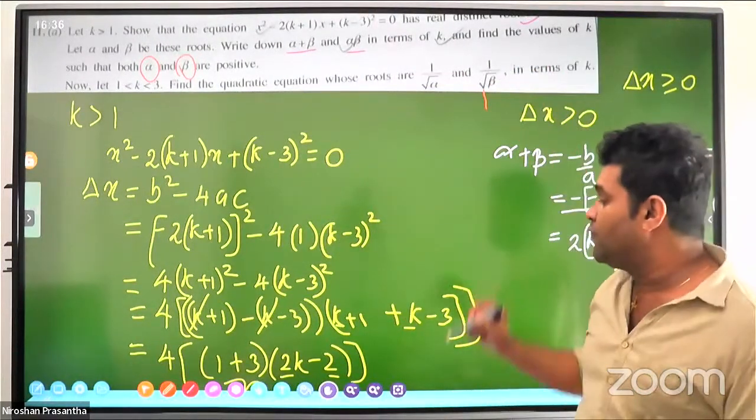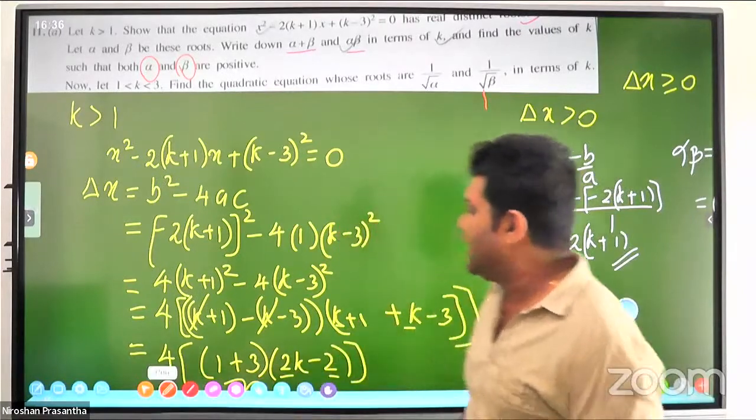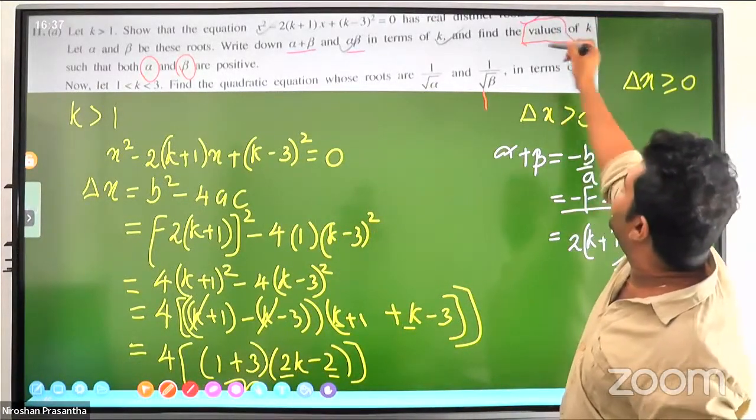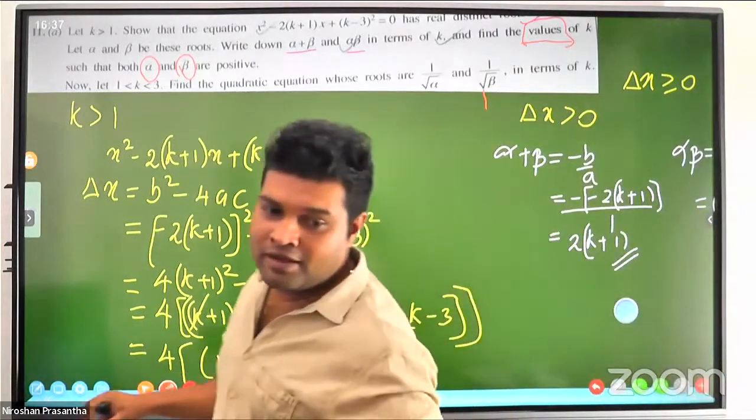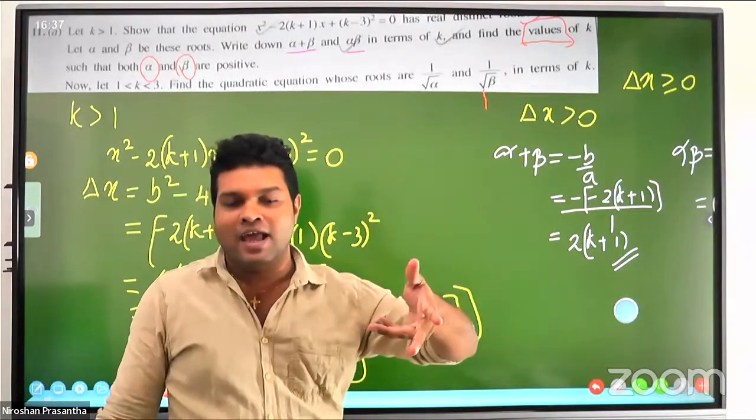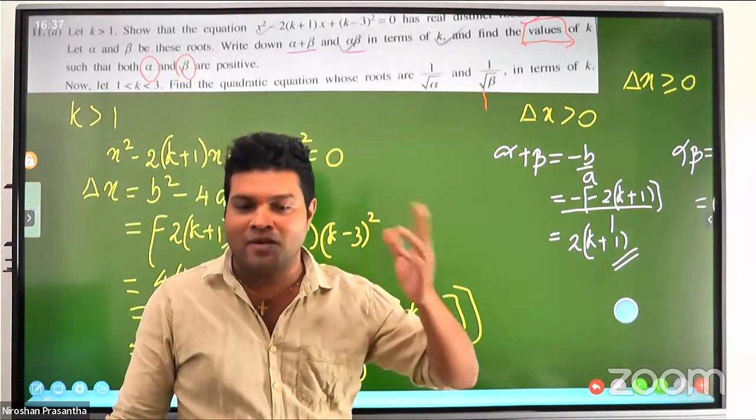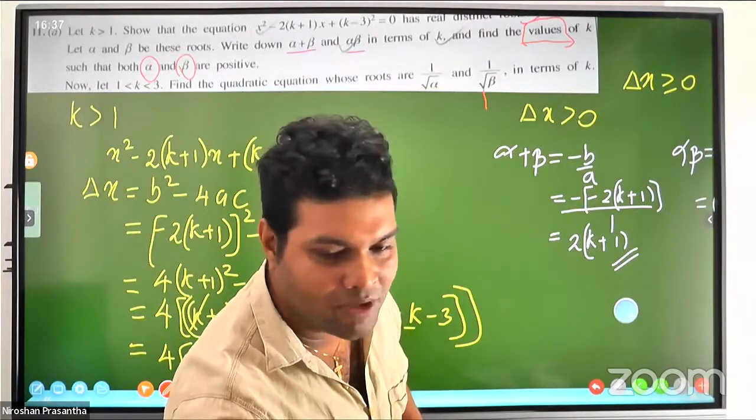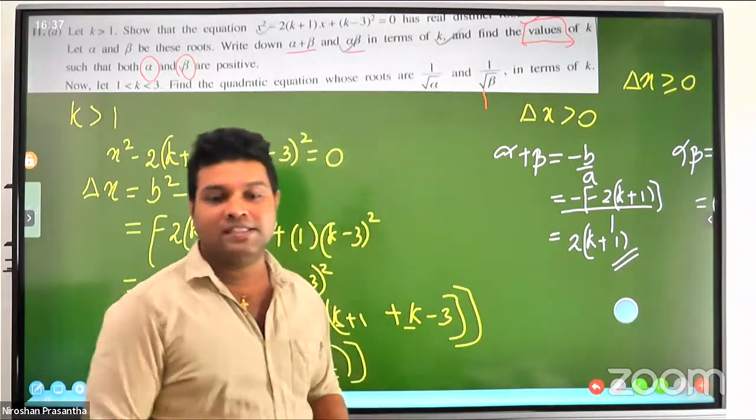Read this: find the value of k. Then is it value of k, or is it values of k? I also highlight this. Is it value of k or values of k? Values of k. Values of k means, is there one value or several values? There should be several values.